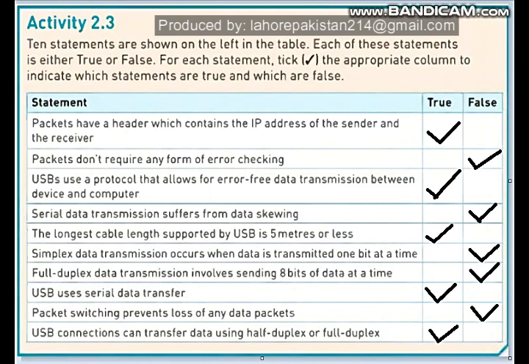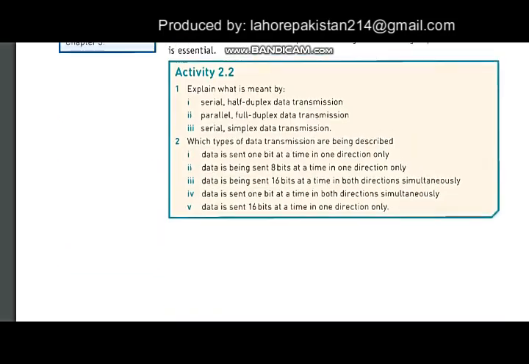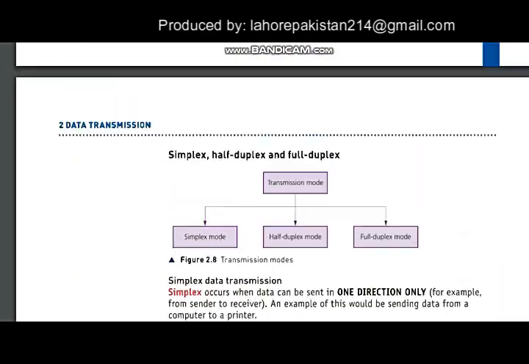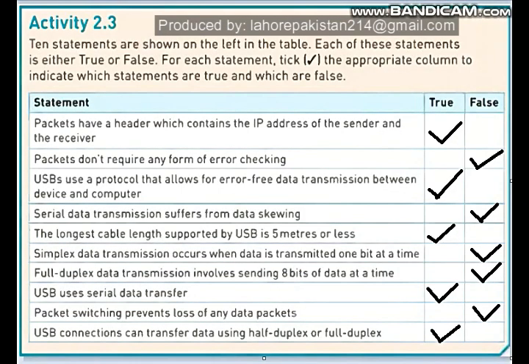The next statement is this: the longest cable length supported by USB is 5 meters or less. This is given in the drawbacks of USB, that USB supports a cable length of maximum 5 meters. Beyond that, USB hubs are needed to extend the cable length. So it means that this is true.